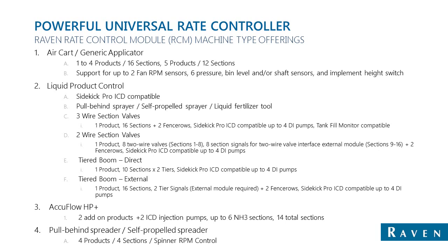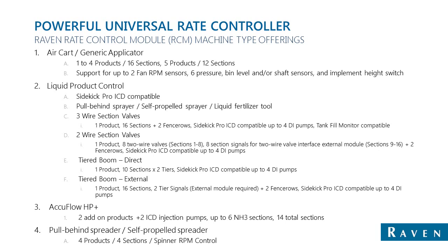Liquid Control machine type offers the ability to use Raven Sidekick Pro ICD, and you also have the option to do a pull-type sprayer, self-propelled sprayer, or a general fertilizer tool. We offer the option to go to either 3-wire section valves, 1 product up to 16 sections plus 2 fence rows, with the inclusion of 4 ICD injection pumps on top of that 1 product. And we also have the tank fill monitor.